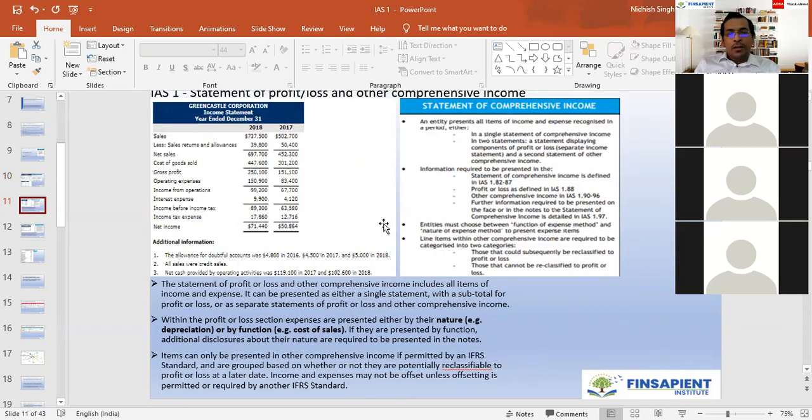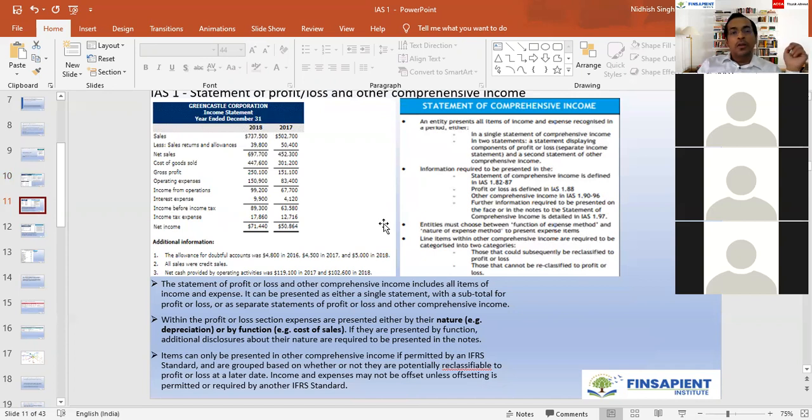Statement of profit and loss and other comprehensive income. So here we have a very straightforward model. 2018, 17, both are here. Interesting item is that in P&L, we can show the expenses, again, as the materiality goes, that if something is 10% or more, we need to show it separately. At the same time, within P&L, there are two rules. You can present the expenses either by nature or by function.